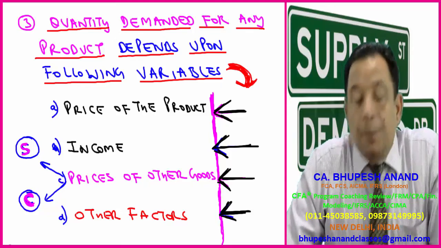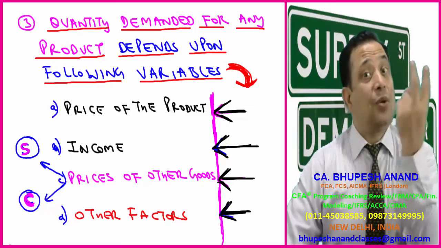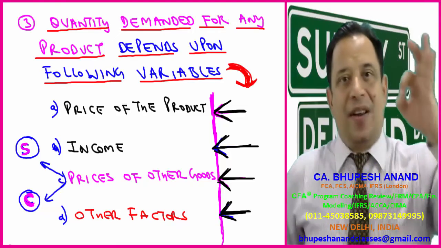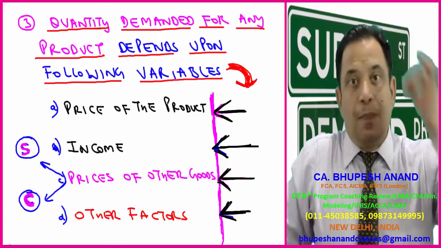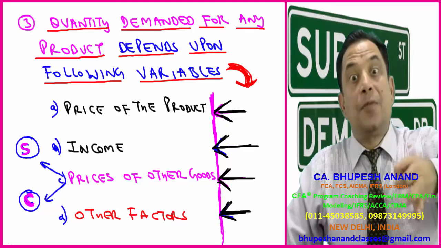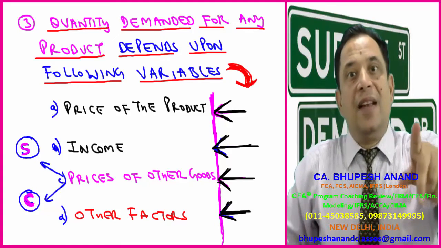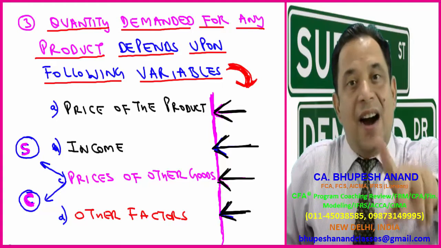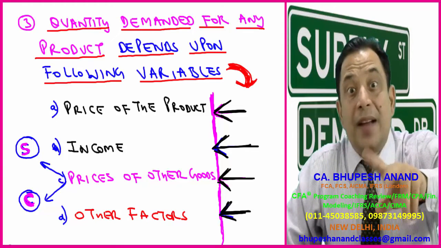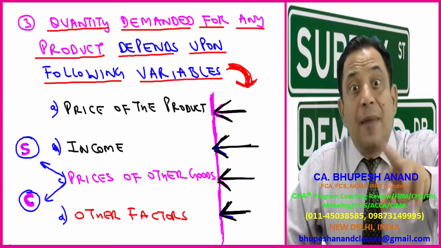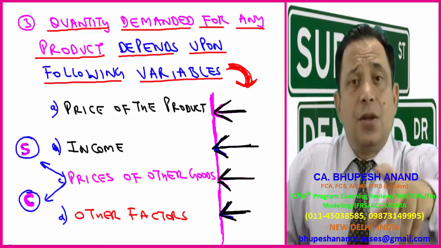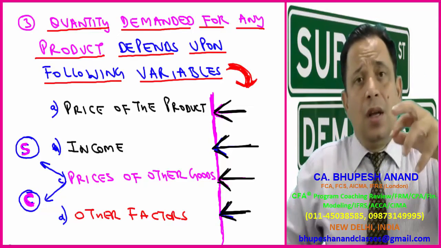And the third is prices of other goods. Now, other goods can be bifurcated into two parts. I have written substitutes and complementary. I repeat, prices of other goods: substitutes and complementary. Now, what are substitutes? For example, air travel and rail travel. I can say car travel and metro travel. These are substitutes. Supposedly the metro prices, like in Delhi, they have increased the metro prices to double. In the last few months, they have increased the prices by double.